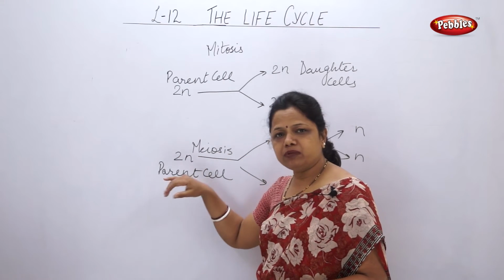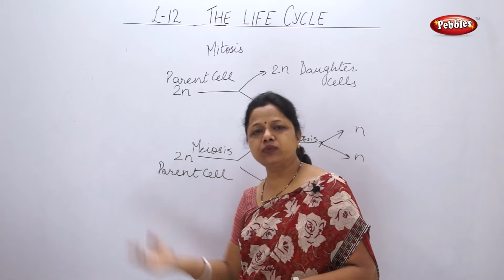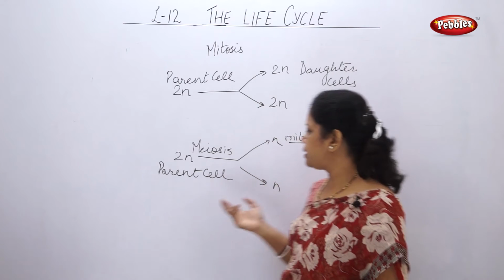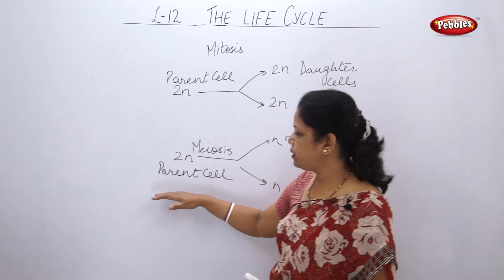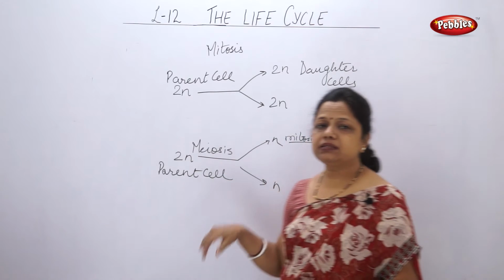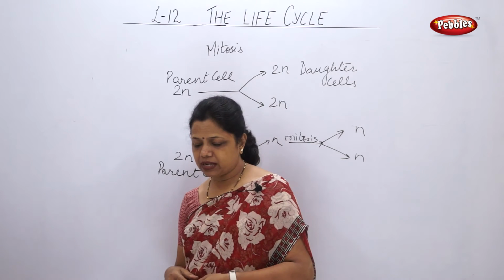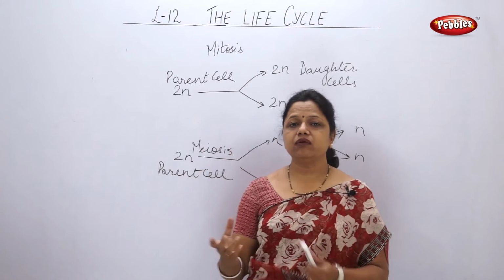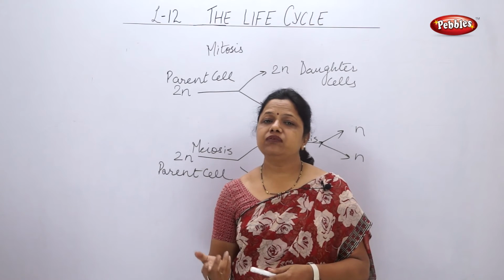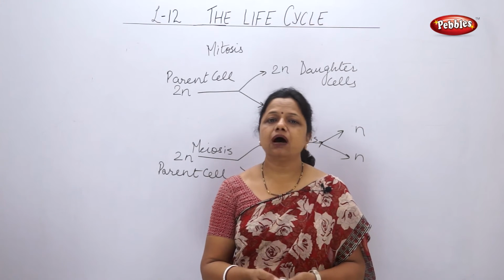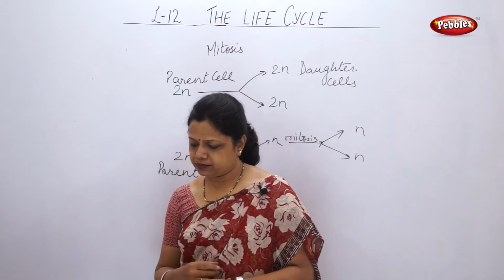From diploid, that means the male has 2 chromosomes, one chromosome has to be given for the fertilization. So from diploid to haploid, the meiosis process is used. And fertilization involves the fusion of male and female forming a zygote, which is diploid. So this is how the two processes are very important for sexual reproduction.